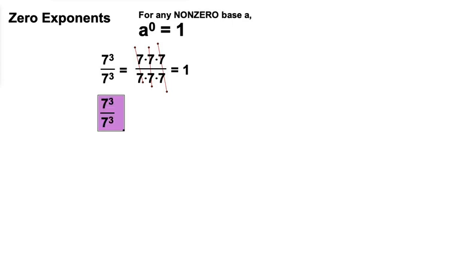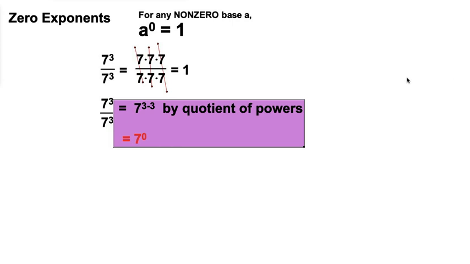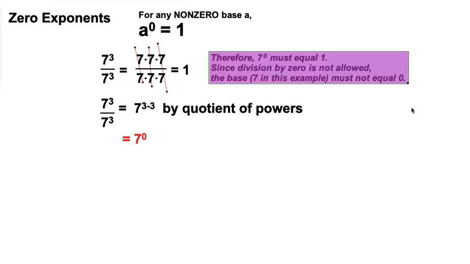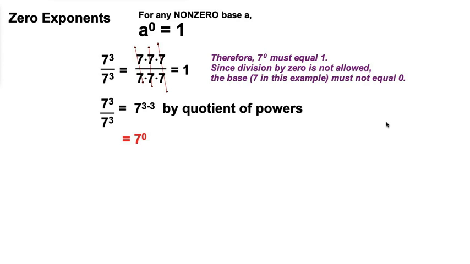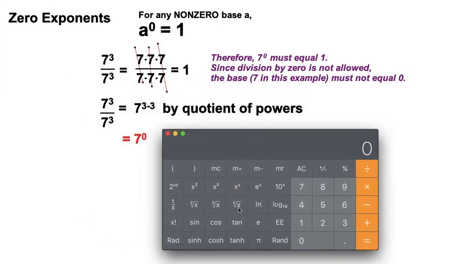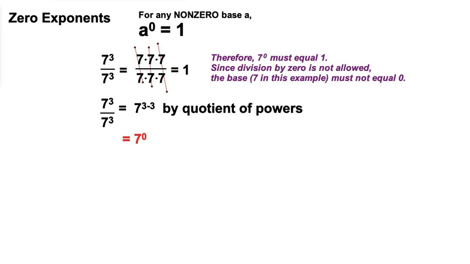Now, if I were to follow it this way, check this out. Using the quotient of powers rule, I've got 7 to the 3 minus 3 power, 7 to the 0 power. Therefore, 7 to the 0 power must equal 1. Now, again, we can't divide by 0, so that's why we must have a non-zero base. Well, let's try that. Hang on. Let's take 0 and raise it to the 0 power. 0 to the 0 power. Even your calculator knows it's not a number. Undefined.